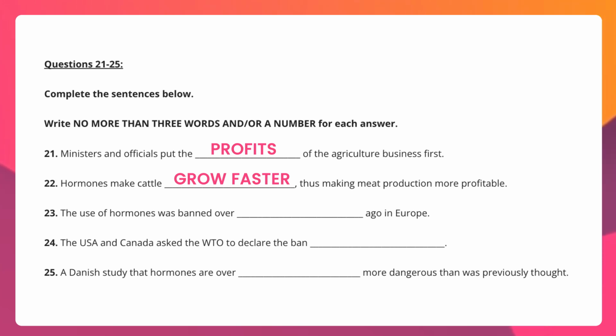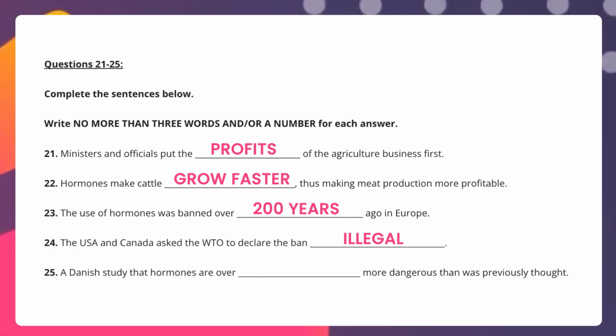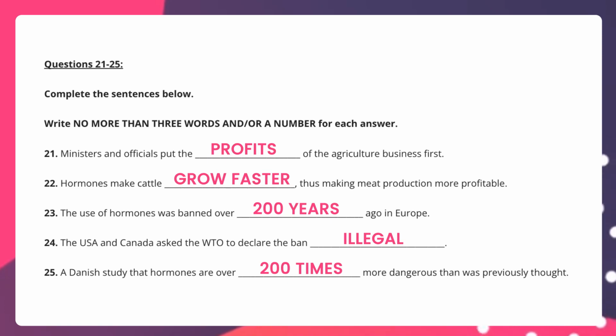Question number 23, as I explained, contains a time period. Hence, the answer is 200 years ago in Europe. 24 talked about illegal declaration, or let's say the answer is illegal. The USA and Canada asked the WTO to declare the ban illegal. 25 talks about over 200 times more dangerous than was previously thought. They actually describe the number of times the hormones are thought to be dangerous. So here the answer is 200 times.